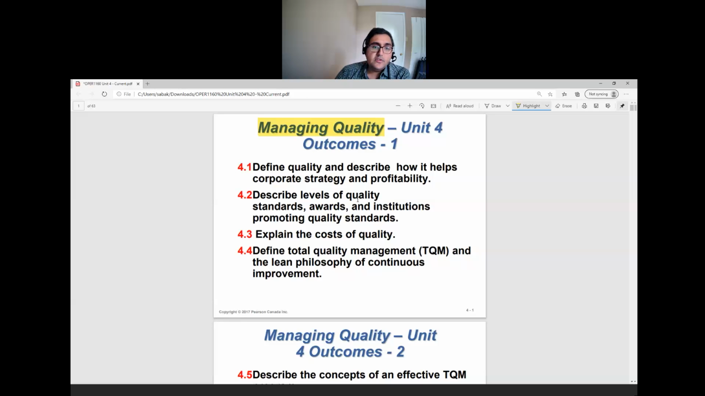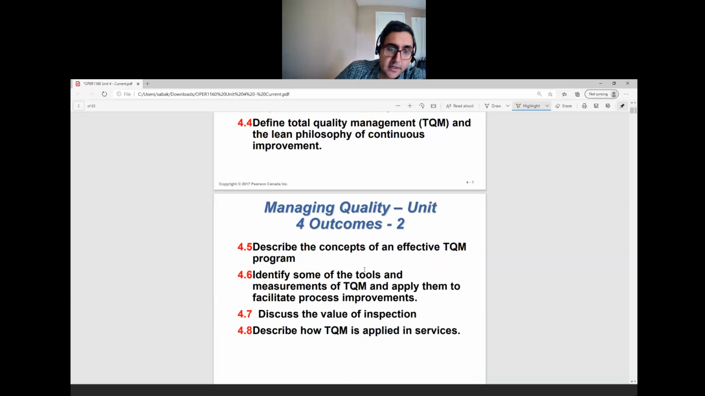After that, I will introduce you to the different costs of quality, and we'll be discussing a little bit on total quality management and the lean philosophy of continuous improvement. We will also be describing the concepts of an effective total quality management program. So, in today's video, I will be considering only the first five outcomes from this. The next three outcomes, 4.6, 4.7, and 4.8, will be discussed in next week's lecture.